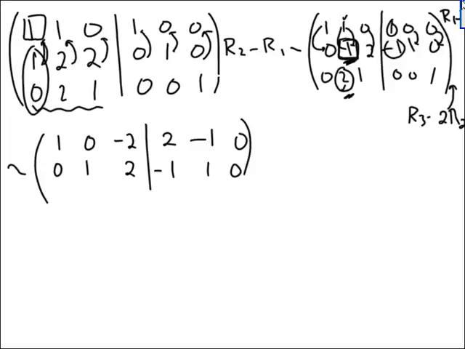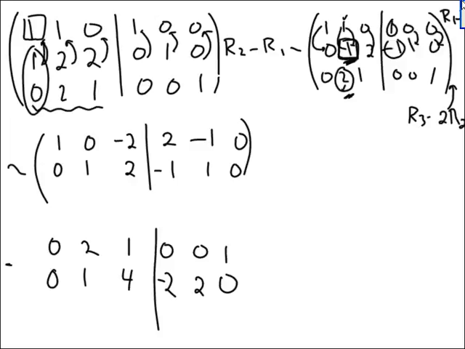The third row, however, is. It's row 3, 0, 2, 1, 0, 0, 1. Take away 2 row 2's. So multiply each entry in row 2 by 2. 2 times 0, 2 times 1, 2 times 2, 2 times negative 1, 2 times 1, 2 times 0.